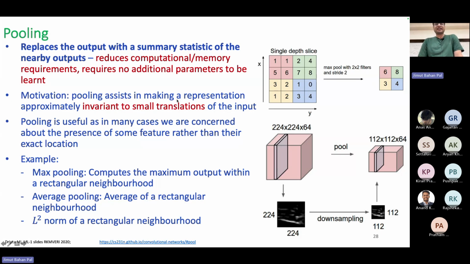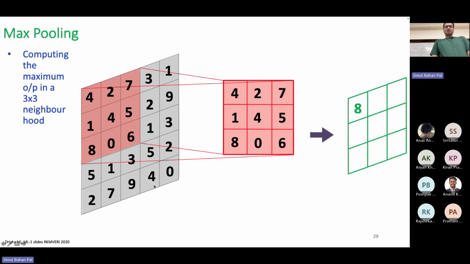Pooling assists in making a representation approximately invariant to small translations of the input. In general, pooling is used because in many cases we are concerned about the existence or presence of some features rather than their exact location. There are different kinds of pooling techniques available. You can use max pooling, average pooling, or even design your own, like the L2 norm of a rectangular neighborhood. You can experiment with different pooling, but in general, max pooling, average pooling, or global average pooling work well when training deep learning neural architectures. So, again, a similar example is there.